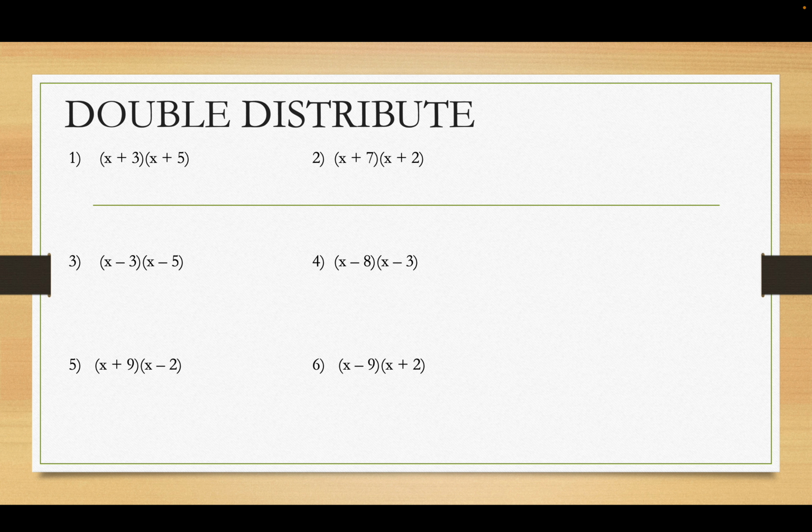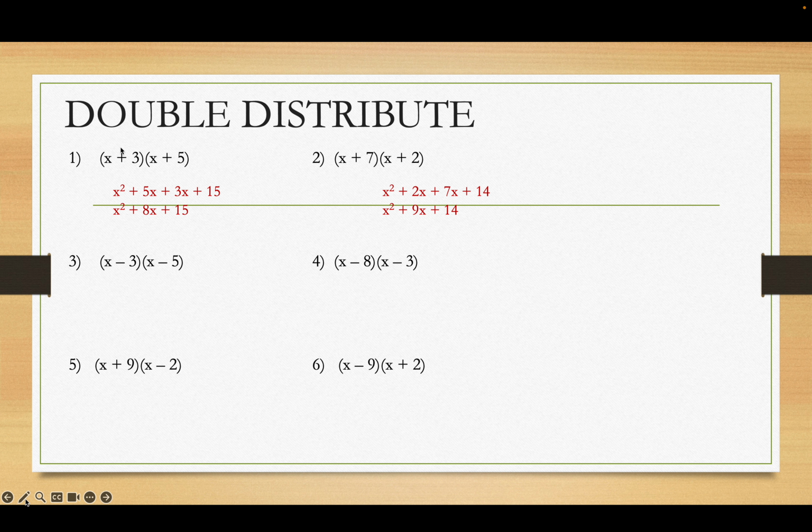Okay, so you should have done stop and start, right? Which means that you've completed all of these exercises, even though only seconds have gone by in the video. In reality, a lot of time went by because you needed it to do these. Double distributing the first one, I get x squared plus 8x plus 15. Double distributing the second one, I get x squared plus 9x plus 14, right?